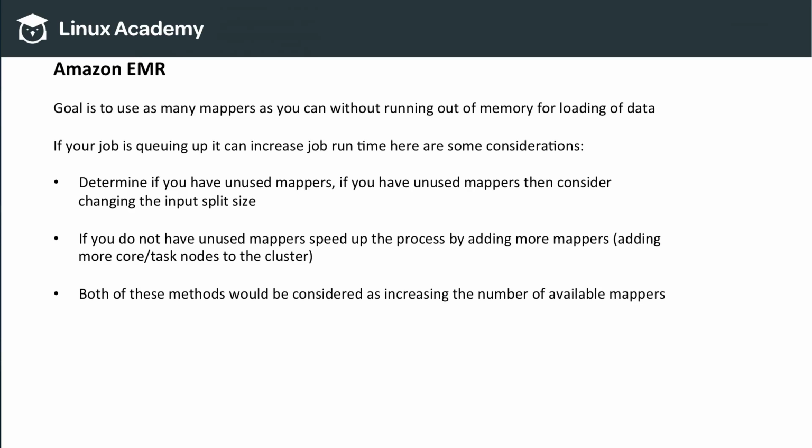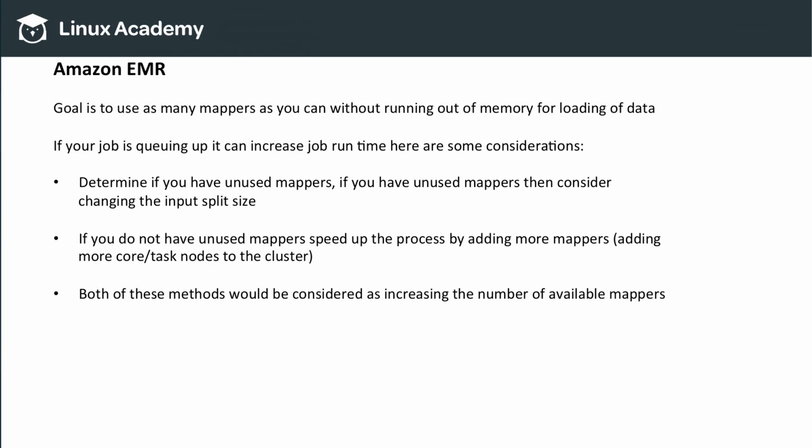If your chunks are smaller, then it will use more mappers. If your chunks are larger, it might use fewer mappers. It all depends on how much data you have, your chunk size, and the number of available mappers. If you do not have unused mappers, but you have a lot of chunks in the queue, you can think about speeding up the process by adding more mappers, which is adding more core or task nodes to the cluster.